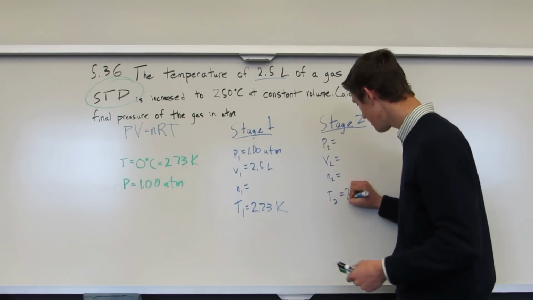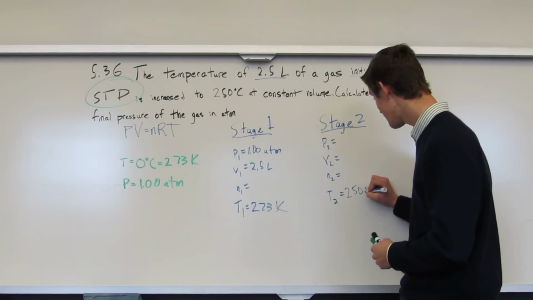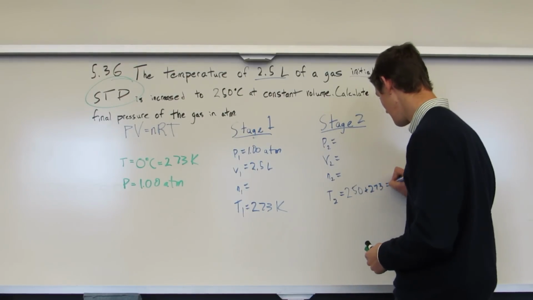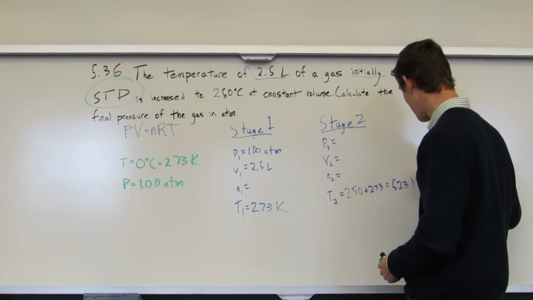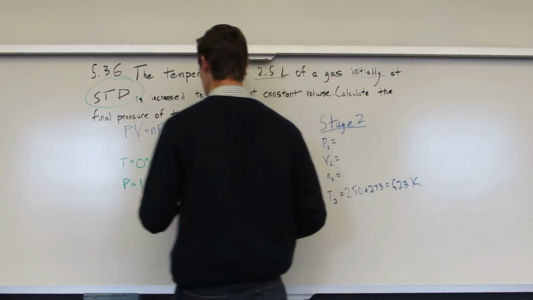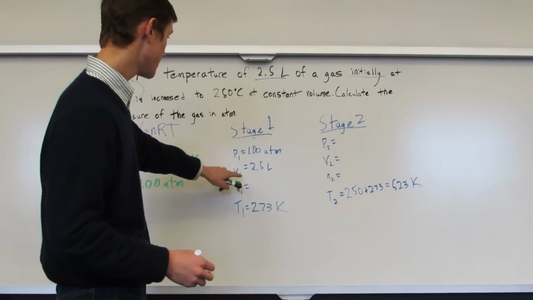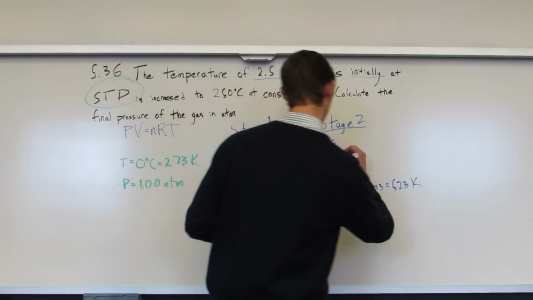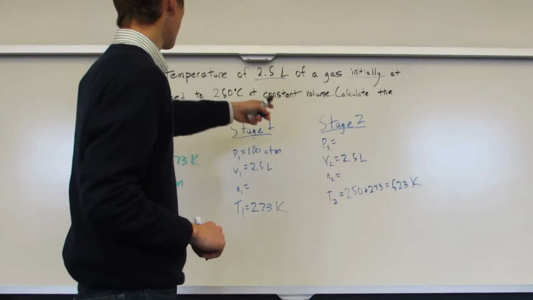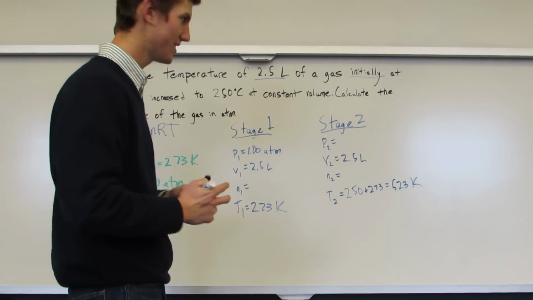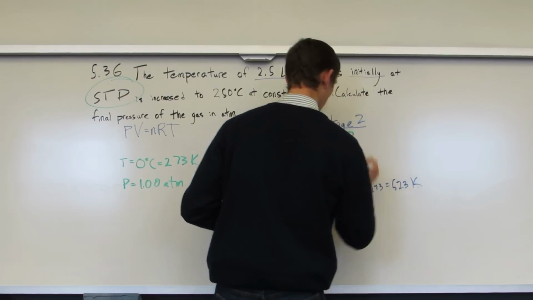So we have 250 degrees Celsius. But remember, we need it in Kelvin. So add 273 to that, and that gives us 523 degrees Kelvin. Okay? Now let's see. Constant volume. That means our volume doesn't change. So V1 is the same as V2, 2.5. And calculate the final pressure of the gas in ATM. So what we're after is right here, our P2.